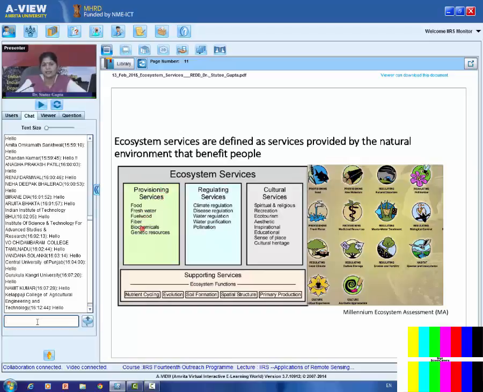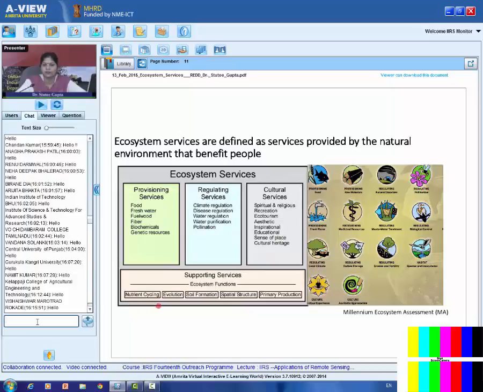Coming to the provisioning services, these are the direct services, for example food, fresh water, fuel wood, fiber, biochemicals, and genetic resources. Regulating services include climate regulation, disease regulation, water purification, pollination, etc. Cultural services include spiritual and religious, recreation, ecotourism, aesthetic, inspirational, educational, sense of place, and cultural heritage. Underlying all these major services are the supporting services, which could be nutrient cycling, evolution, soil formation, spatial structure, and primary production.